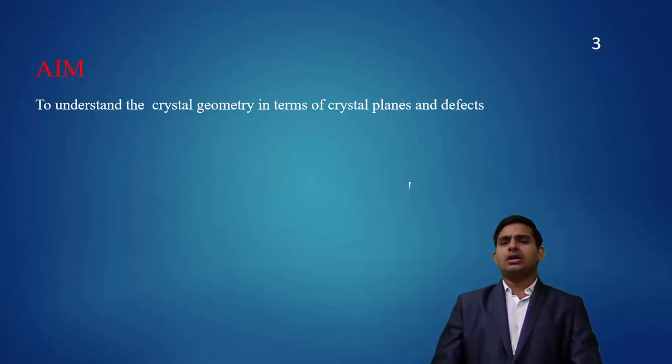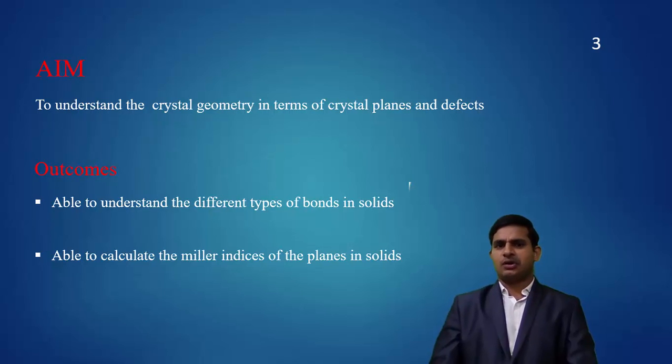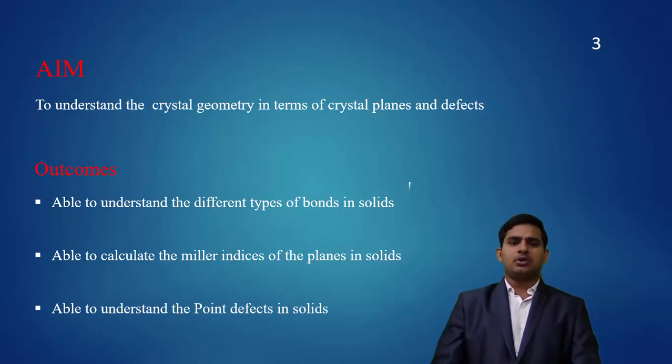What is the outcome of this unit? That means, after completion of the first unit, what are you able to understand? That is, to understand the crystal geometry in terms of crystal planes and defects. The outcomes are: first, able to understand different types of bonds in solids. Second, able to calculate the Miller indices of the planes in solids. And third, able to understand the point defects in solids.